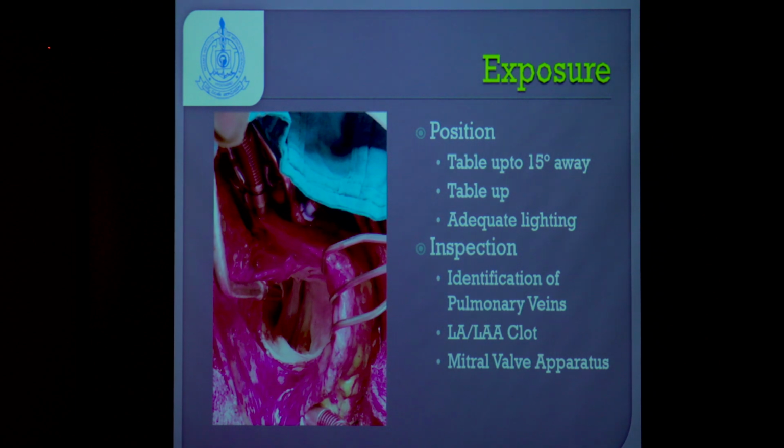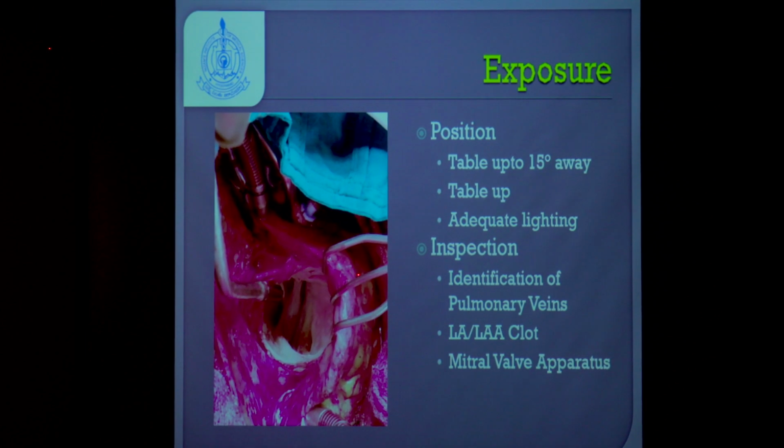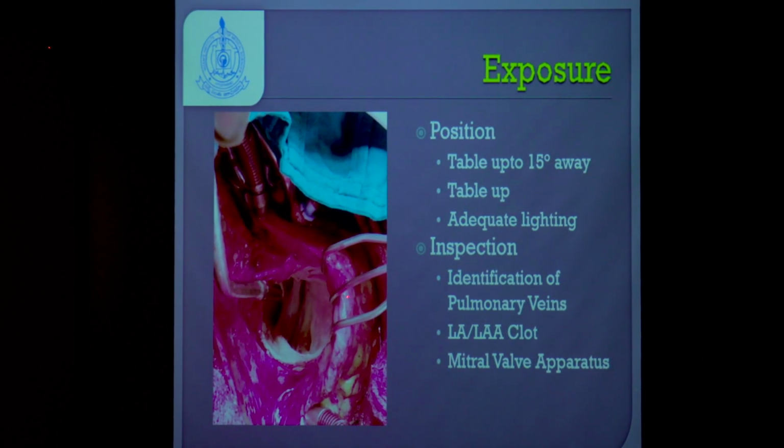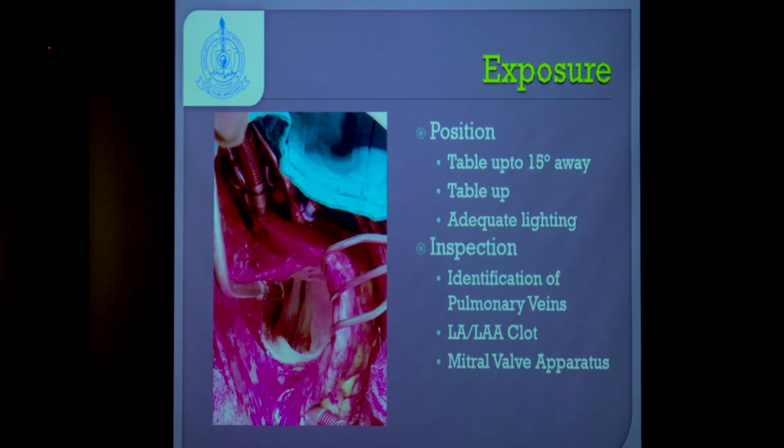Okay, once the mitral valve has been exposed using the Cooley's LA retractor, this is what we look at. In this patient, in order to improve exposure, there are a few things that we can do. Firstly, get the table slightly up and away from the surgeon by about 15 degrees. Then secondly, have adequate lighting, preferably a headlight, or adjust your OT lights so that you can see the entire LA through a tunnel.